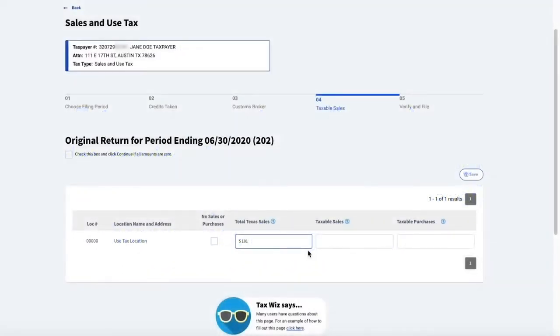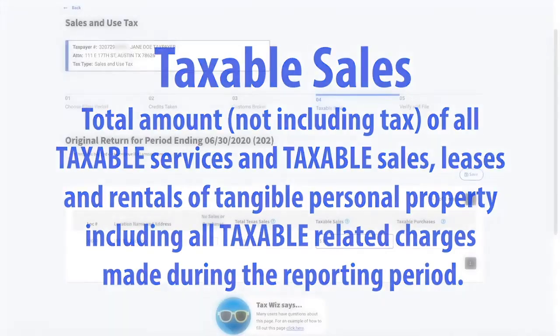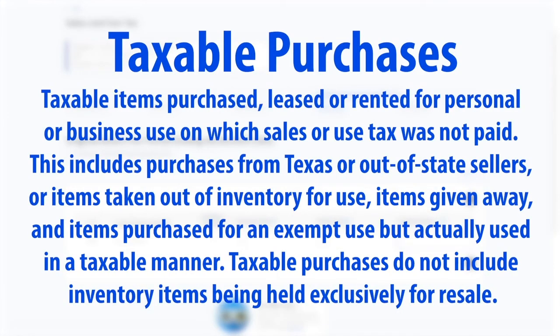The second field you must complete is taxable sales. Enter the total amount, not including tax, of all the taxable services and taxable sales, leases, and rentals of tangible personal property, including all taxable related charges made during the reporting period. The third field you must complete is taxable purchases. Enter the total amount of all taxable purchases.